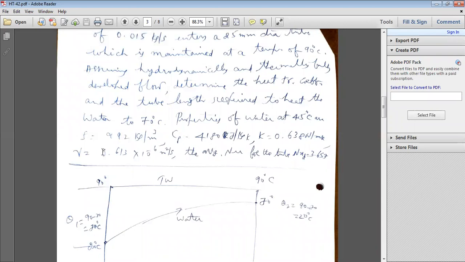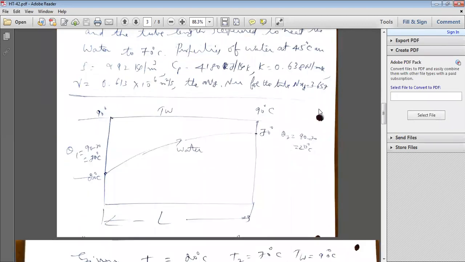So these are the values given: density 992 kg per meter cube. Specific heat at constant pressure, Cp, is equal to 4180 joule per kg Kelvin. Thermal conductivity of the fluid, water, 0.638 watt per meter Kelvin. And kinematic viscosity nu 0.613 into 10 power minus 6 meter square per second. The average Nusselt number for the tube is equal to 3.657.